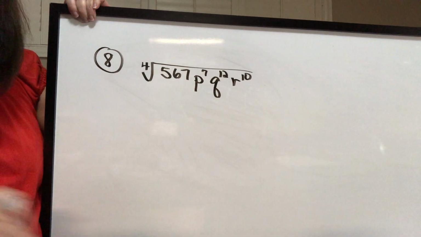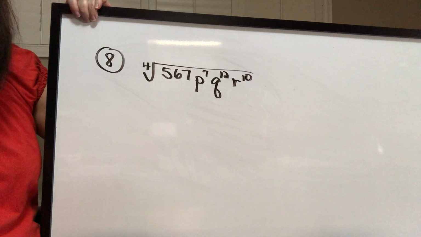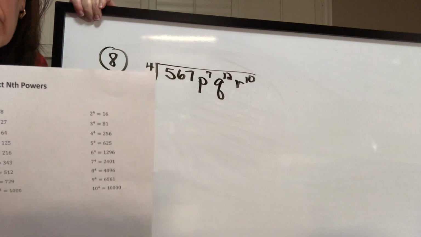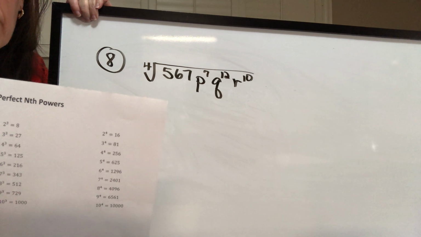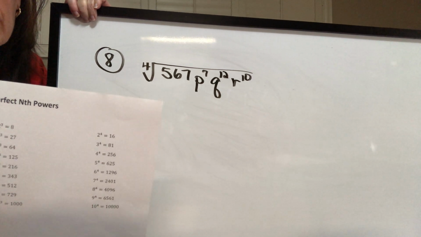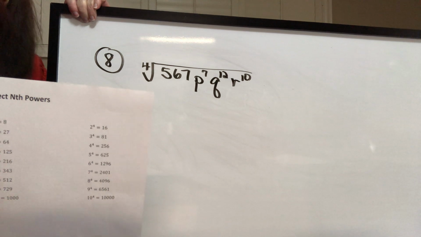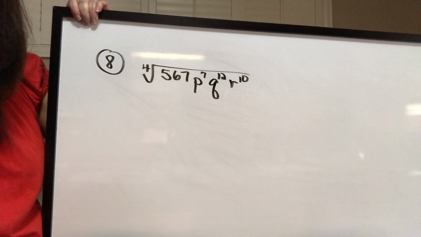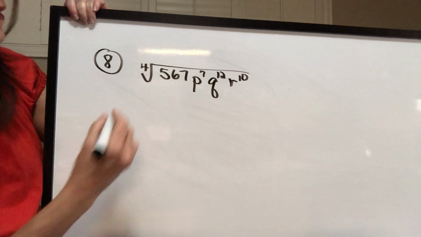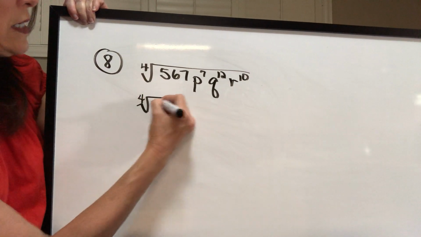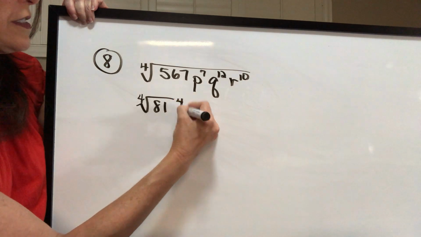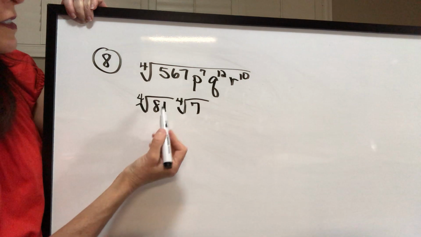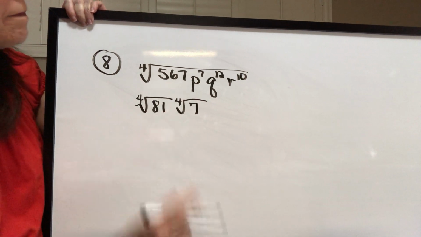You are looking for perfect 4th powers that divide into 567. So again, those are the final column numbers on the other sheet I gave you. So you're trying these numbers to see which of them divides into 567. You would just need to try some of them, but what you will find is that 81 goes into 567 7 times. So you'll break up 567 into 81 times 7.